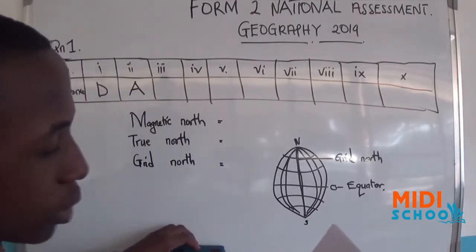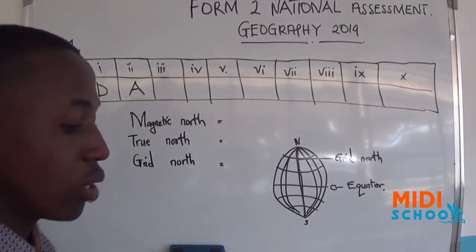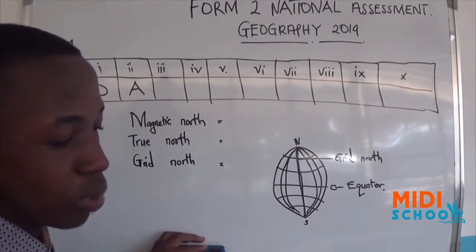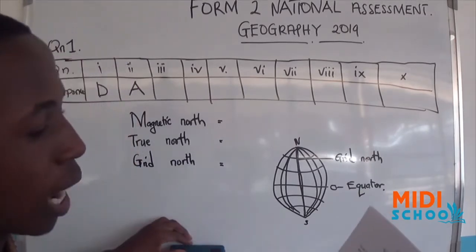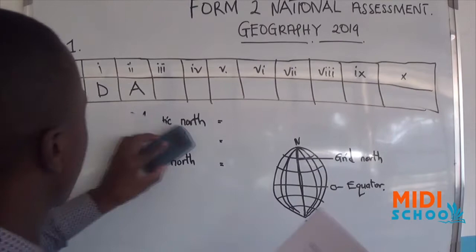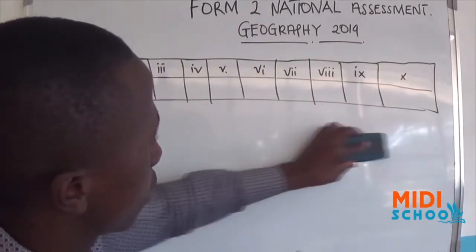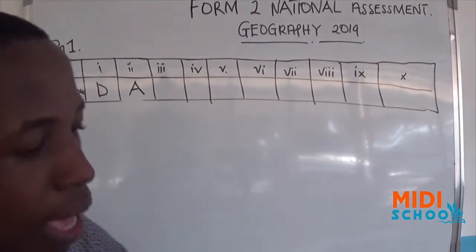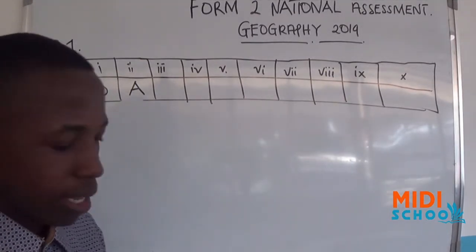For the third question, they've asked: the cultivation of cash crops based on application of advanced technology is called. We have 4 options. The first one is subsistence agriculture.